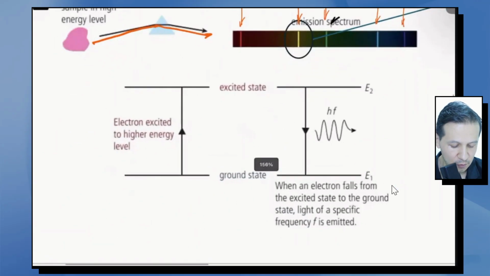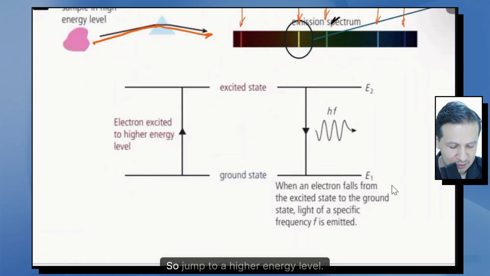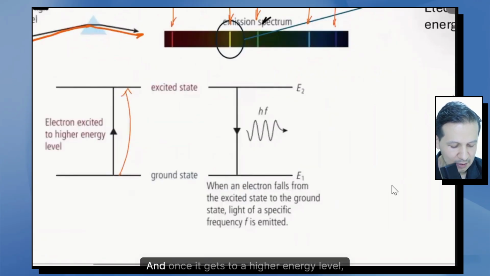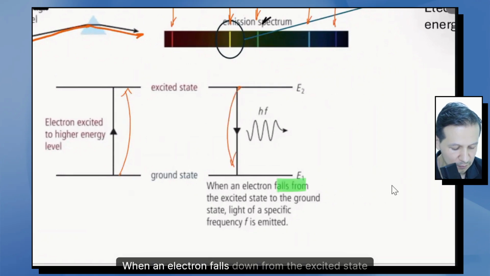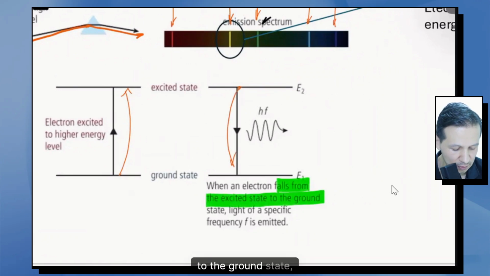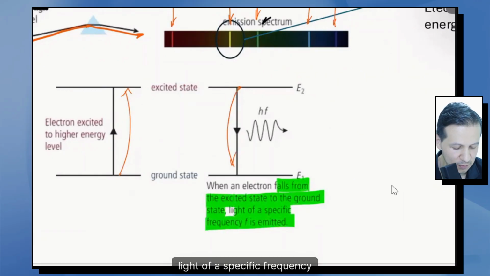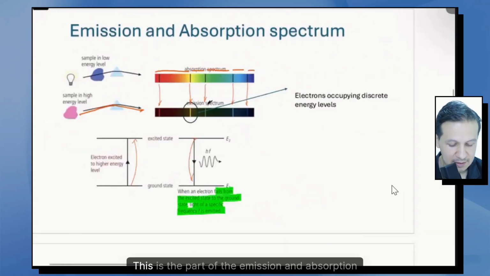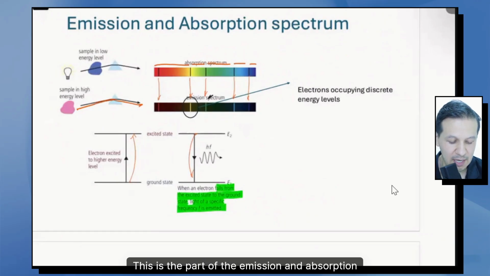As I mentioned before, an electron is excited, so it jumps to a higher energy level, and once it gets to a higher energy level, this electron falls down. When an electron falls down from the excited state to the ground state, light of a specific frequency is emitted. This is part of the emission and absorption spectrum.